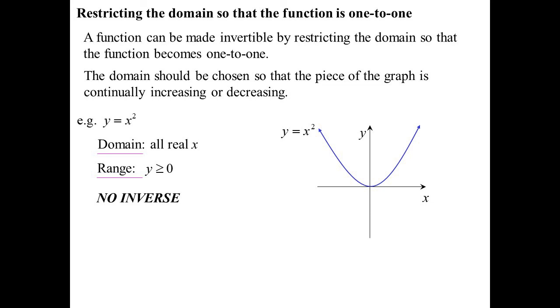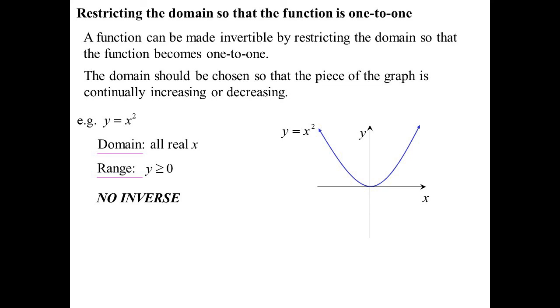We want to restrict it. So we want to grab a piece of that parabola which is always continually increasing or continually decreasing. We actually have a choice there. If I choose the left side of the y-axis, then the parabola is continually decreasing. If I choose the right side of the y-axis, then the parabola is continually increasing.